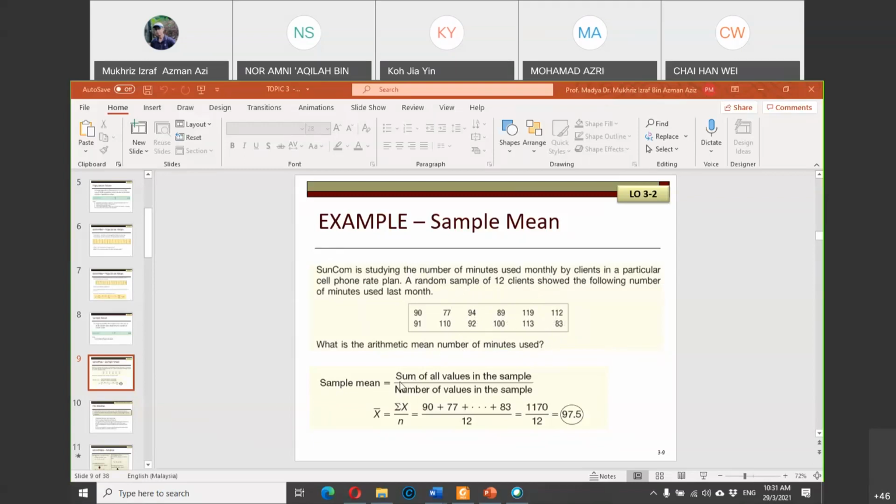But in terms of the mean, the easy part is that only the symbol changes, from mu to X bar. The calculation, the way you punch it into your calculator, or use an online tool, or Excel, still remains the same: summation X over N. So you add everything, from 90 until the last number, and divide by the number of items, which is 12, and you get 97.5. So this is the first measure of central tendency.